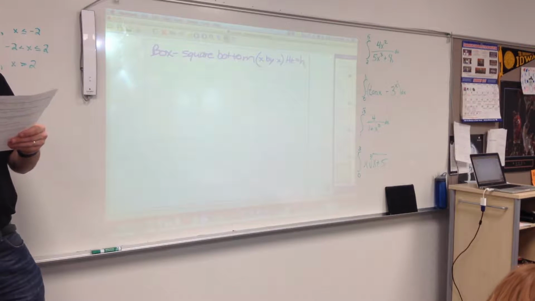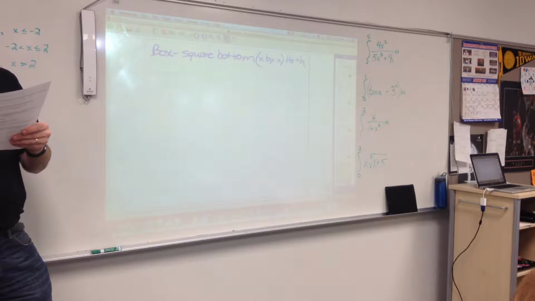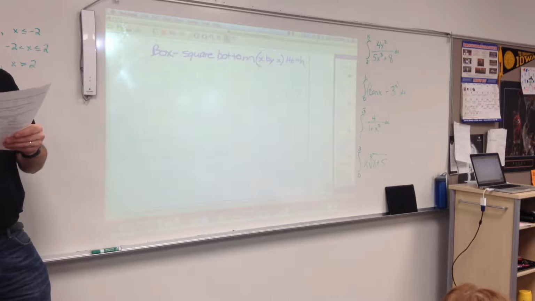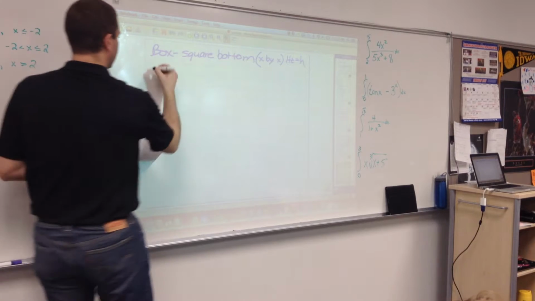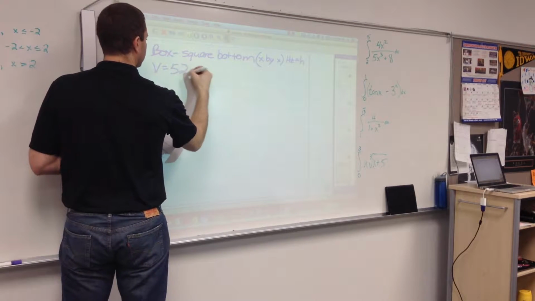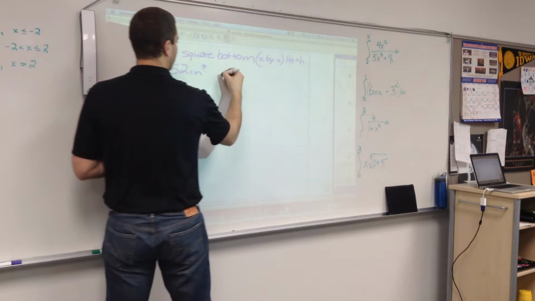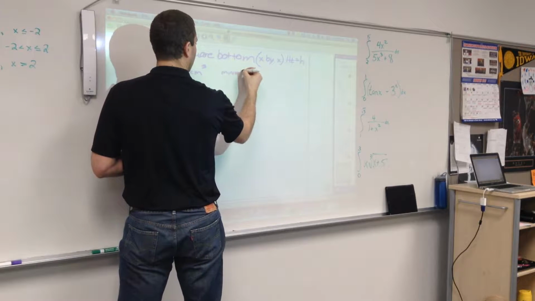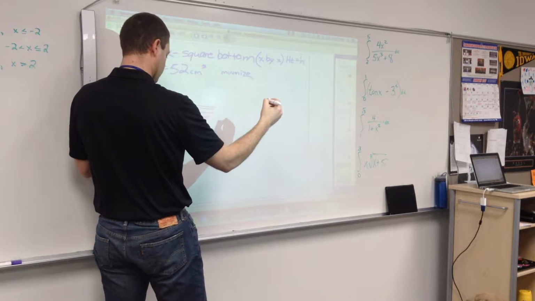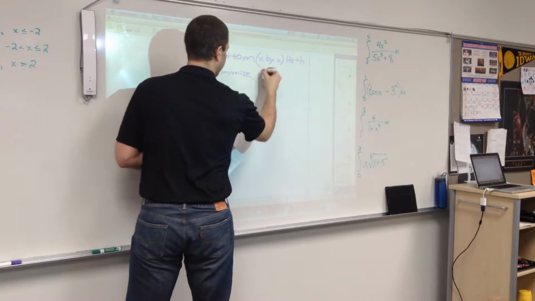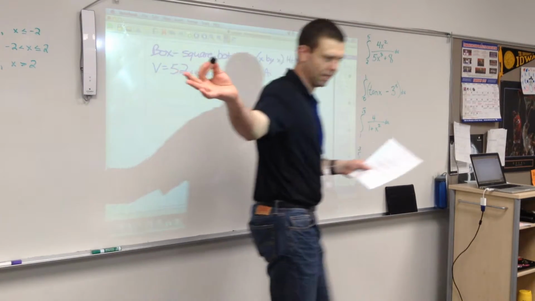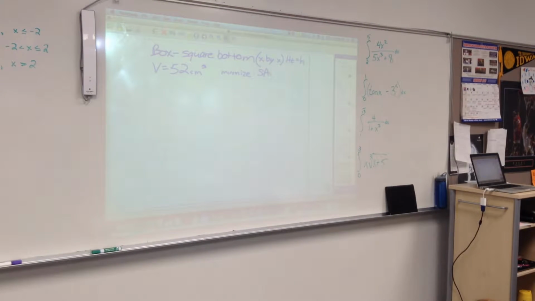We want to minimize again, so similar to yesterday, minimize the amount of material used, but we want the volume to be 52 cubic centimeters. So we know our volume is 52 cubic centimeters, and we want to minimize what? The amount of material used. So therefore the surface area. Yep, perfect. Minimize the amount of material used, minimize the surface area.